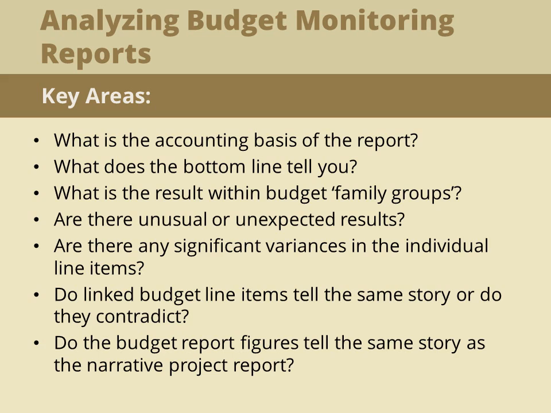Do not just concentrate on overspending. Remember that underspending is just as critical for an organization. Do linked budget line items, for example, activity-related costs, tell the same story or do they contradict? For example, the project materials budget is underspent, suggesting delayed activities, but the vehicle running costs are high, which is not logical. Do the budget report figures tell the same story as the narrative project report?